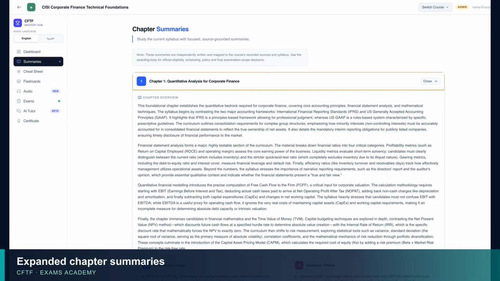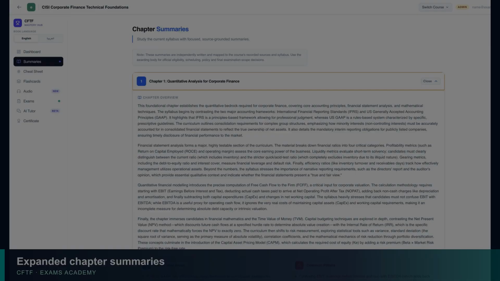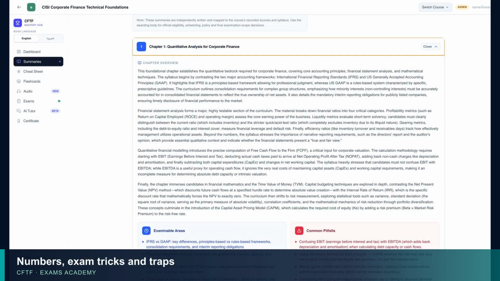Open any chapter for a source-grounded overview, followed by the examinable areas and common pitfalls that deserve extra attention. Scroll further for exam tricks, additional notes, numerical values to remember, and potential traps, all organized for faster high-value revision.